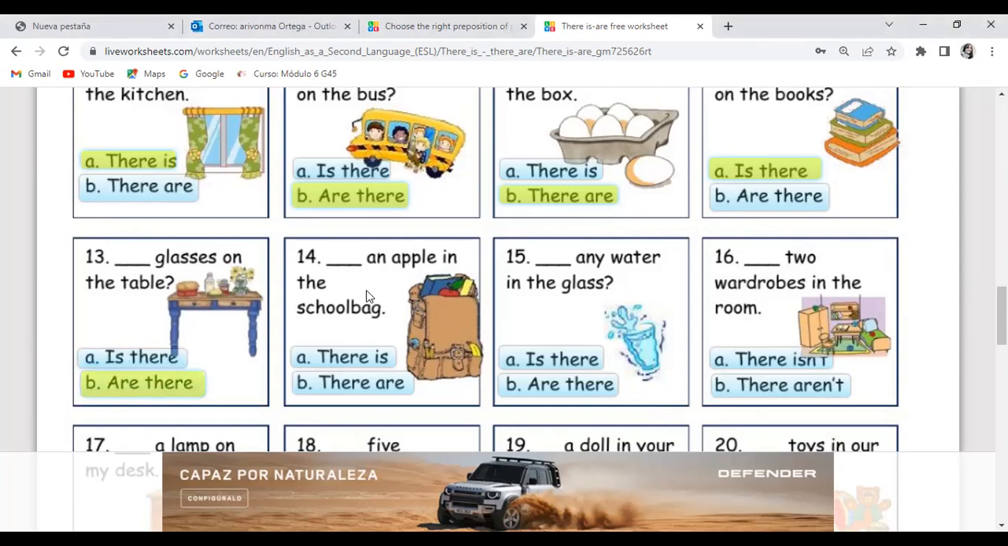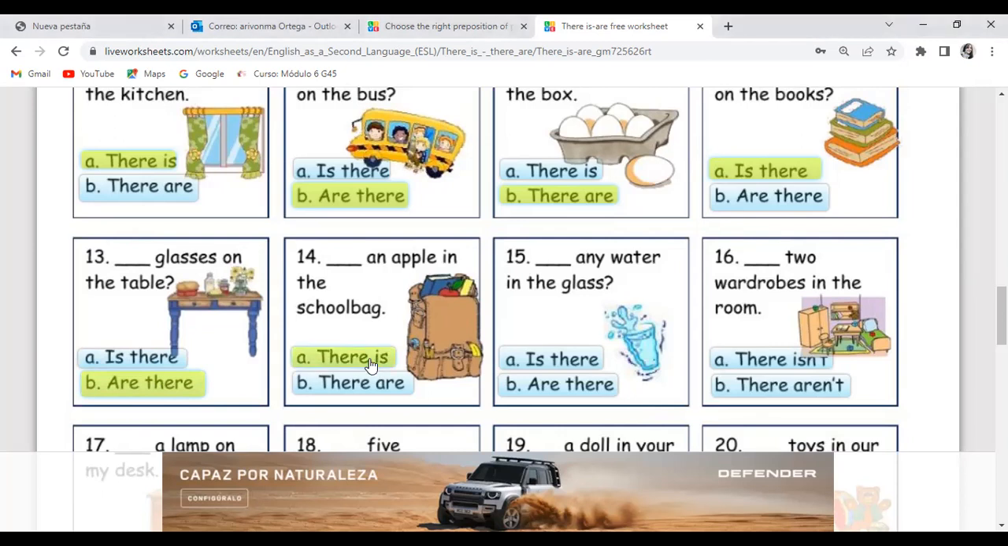An apple in the school bag. Vean, esta oración en la 14 es una oración en forma afirmativa y digo, there is an apple in the school bag or there are an apple in the school bag. There is. Yes, very good. There is an apple in the school bag.